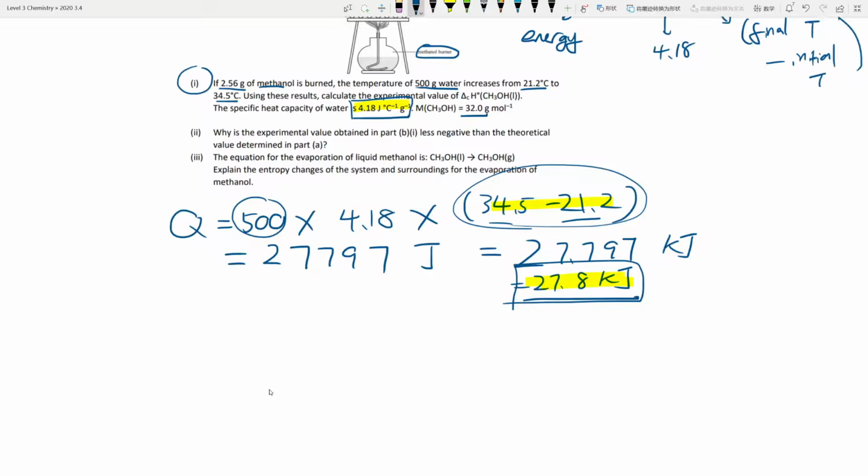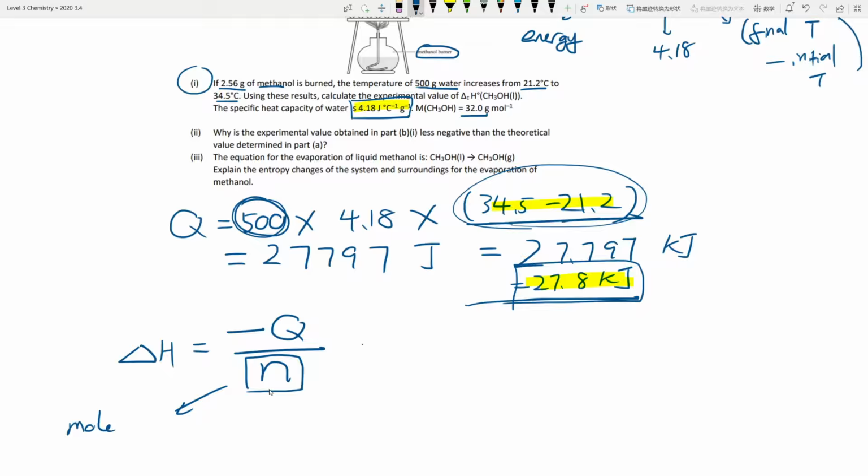Okay, so if we're trying to look at this particular question, we're looking at the enthalpy of combustion. You need to understand that the enthalpy change is negative Q divided by how many moles of the chemical I'm actually using to make this happen, because regardless of what I use, I need 27.8 kilojoules to raise this much water's temperature by this much. So we need to figure out the moles, the number of moles of the chemical that we actually burned to release this much energy. And n equals small m divided by big M.